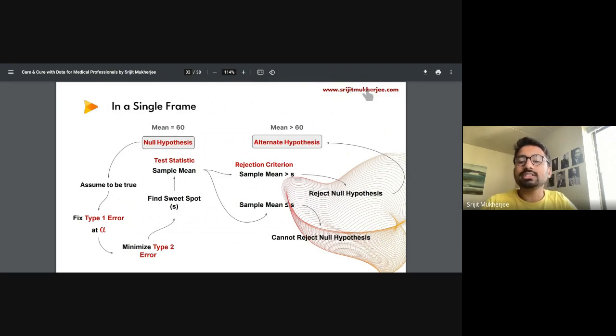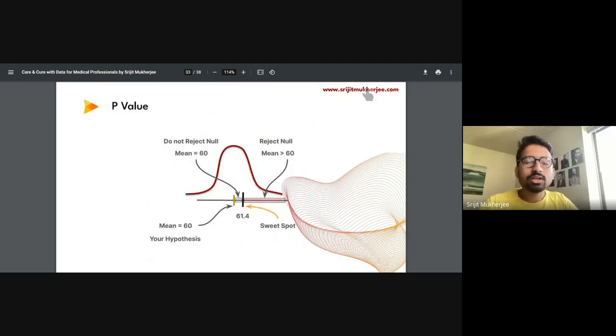If it's greater than S, we reject the null hypothesis, that it's equal to 60, and accept that the mean is greater than 60. If the sample mean is less than or equal to S, we cannot reject the null hypothesis. We do not have enough data to reject it. That's the basic idea, the whole point, the whole steps. This single frame gives the entire steps for decision making based on the sample. The red marked things are the important definitions for understanding hypothesis testing.